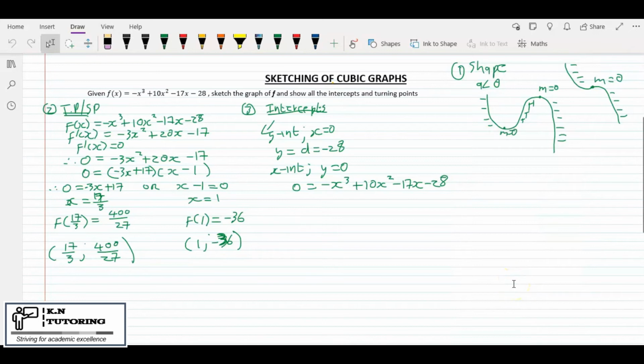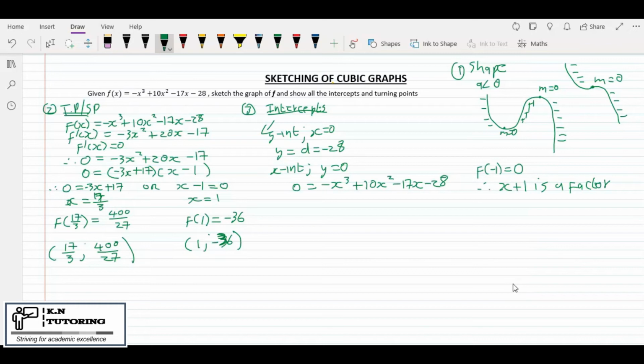Therefore, what does that mean? It means if f of negative 1 gives me 0, a remainder of 0, therefore x plus 1 is a factor. That is very important. If you don't know how I came about this conclusion, again go back to the previous lesson.